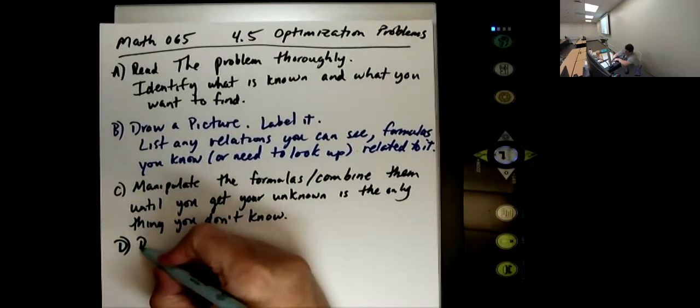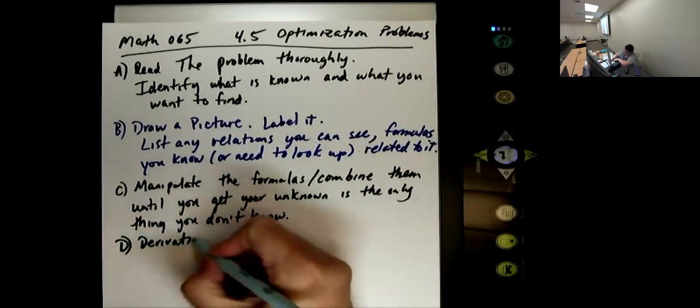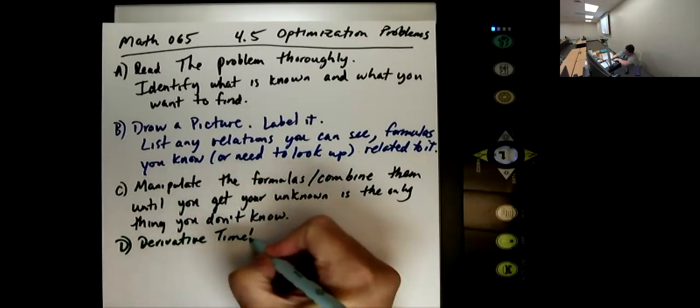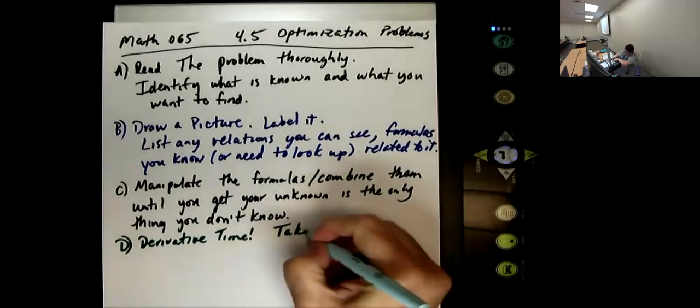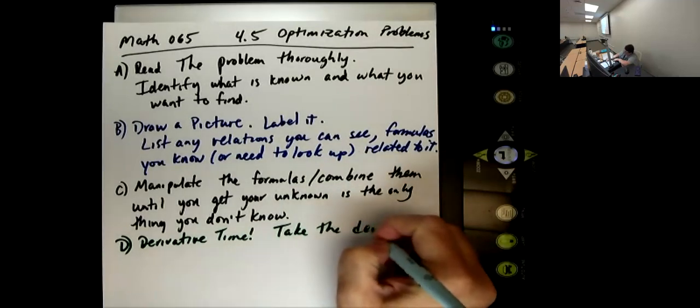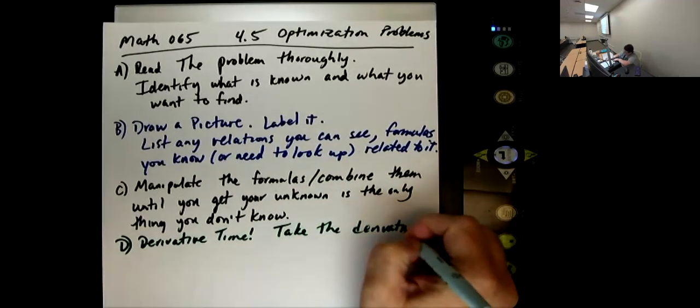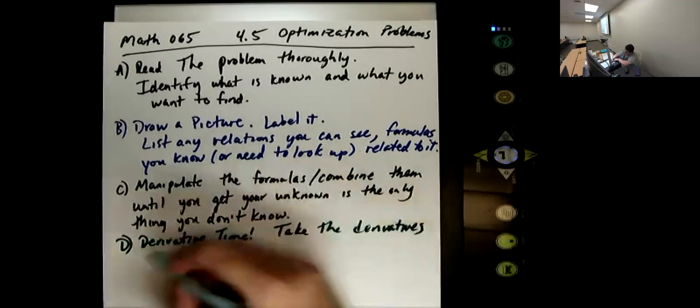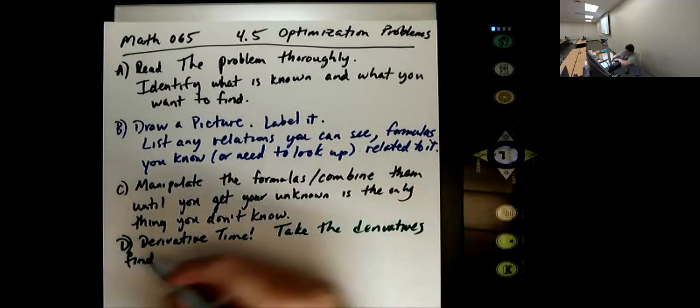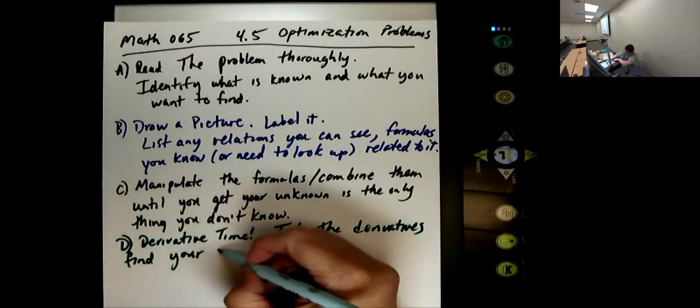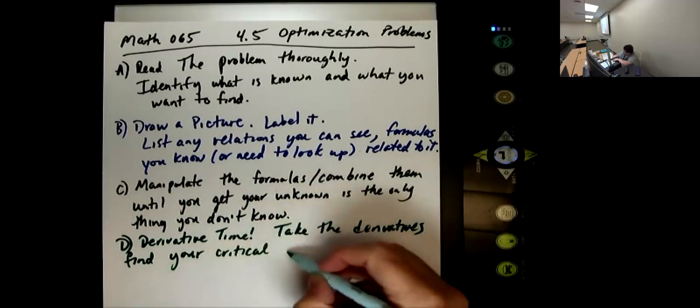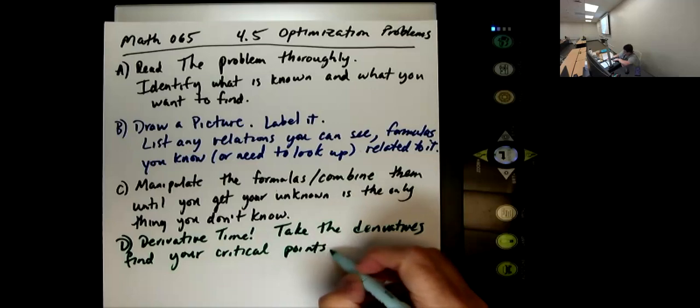E is for derivative time. Take the derivative, find your critical points. Test for max and min.